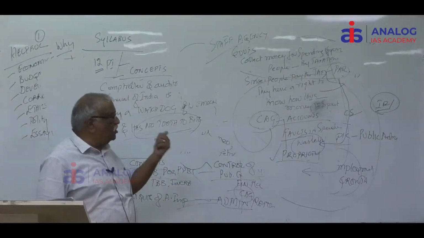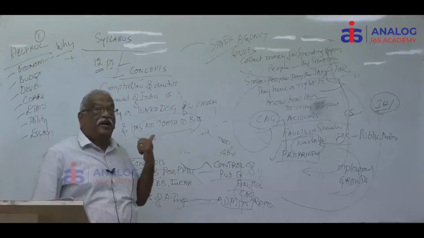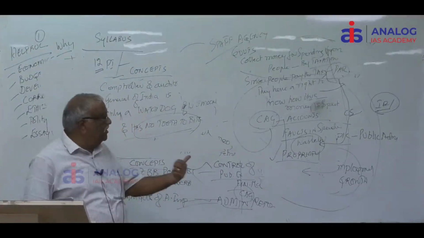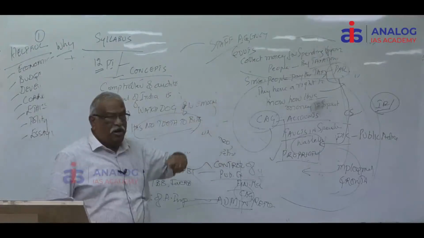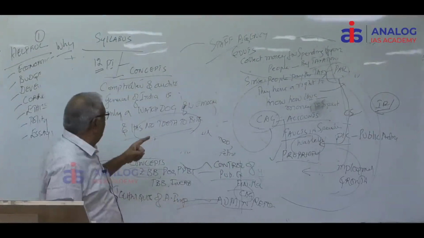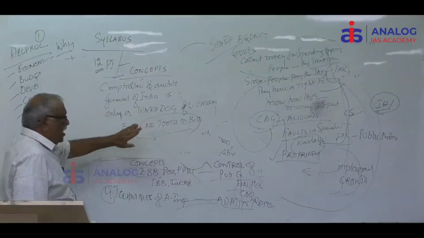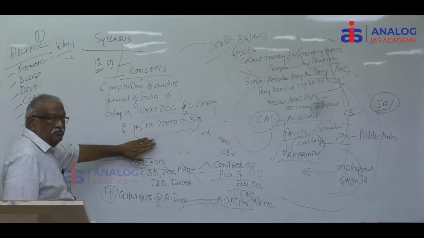Similarly, it is the job of the Comptroller and Auditor General to tell where the money is going, and how the money is not being properly spent. Then he will report to the Parliament, and it is the job of the Parliament to take necessary action. Therefore, the Comptroller and Auditor General of India is a watchdog of democracy and has no teeth to bite.